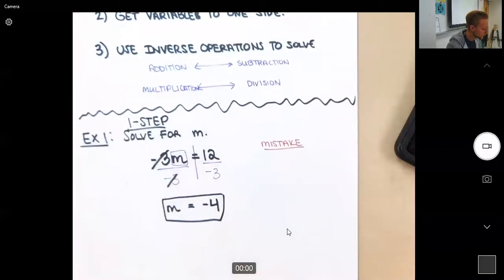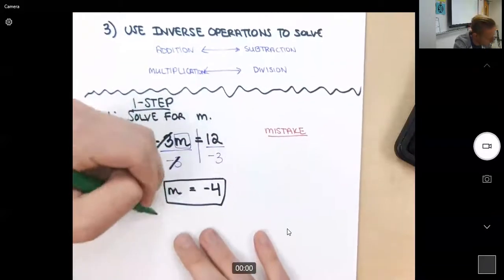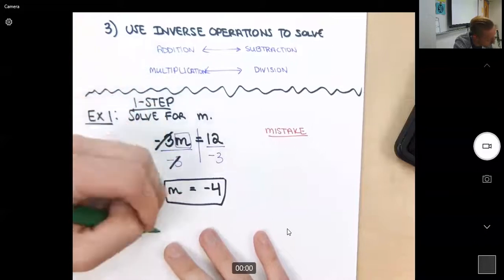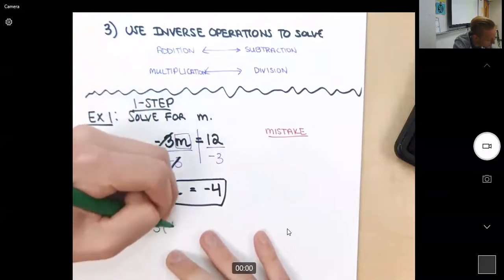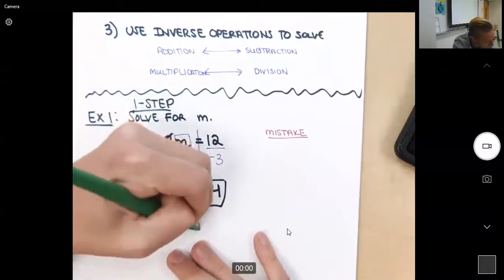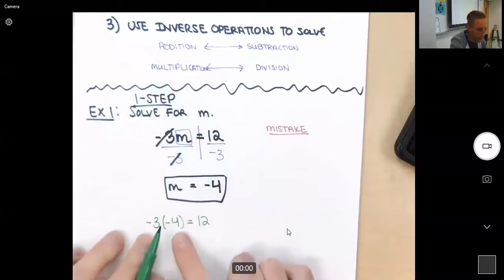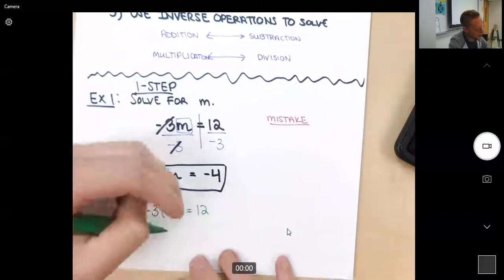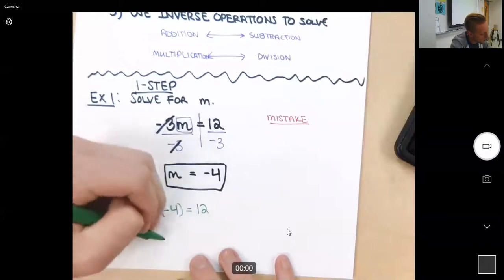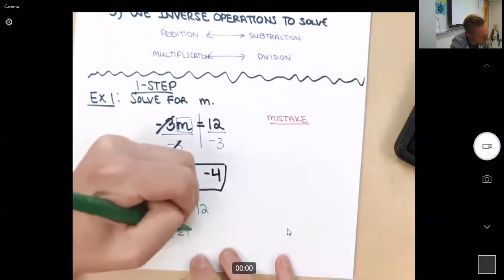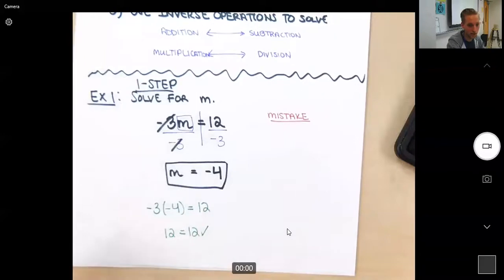Okay, now of course we can check our answer. Let's check our answer here. So what I'm going to do is take my original equation, plug -4 into it and see if it gets me 12. So -3 times -4, that's a negative times a negative, which will be a positive number, and 3 times 4 is 12. It checks out. That's the correct answer.